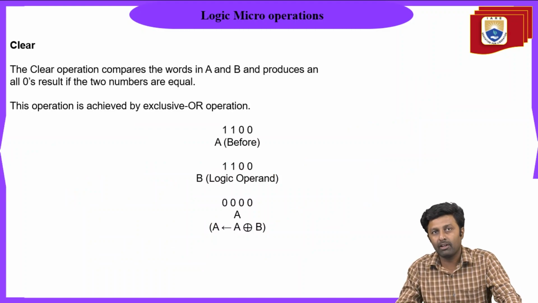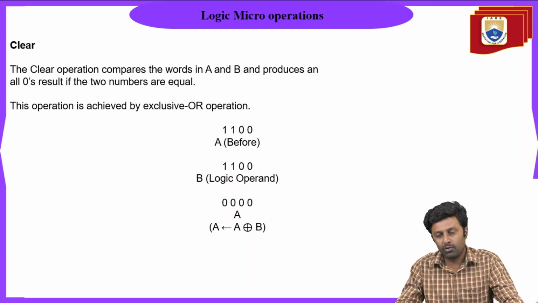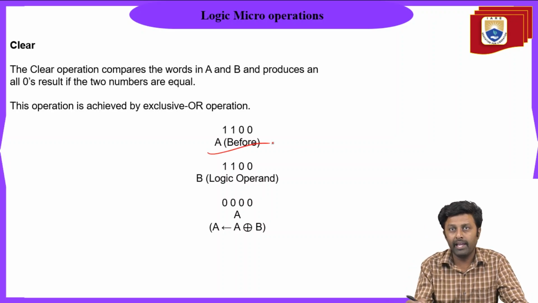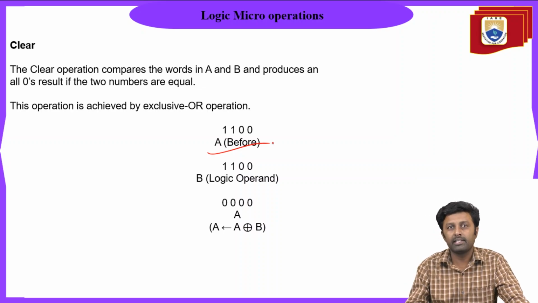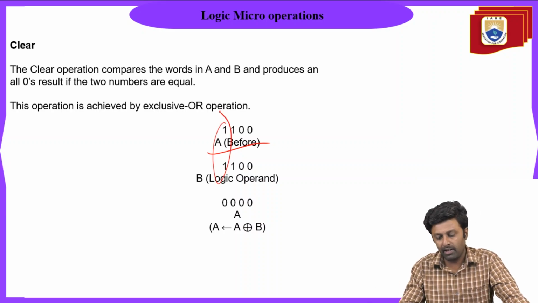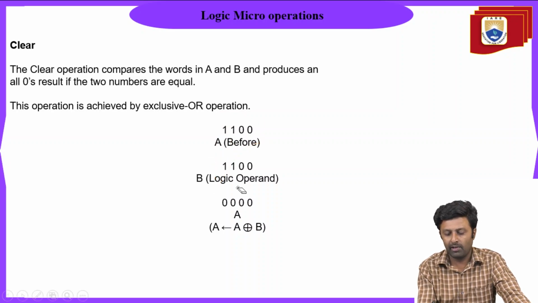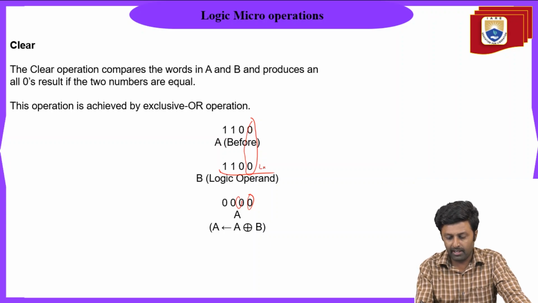We can perform the clear operation also. To perform the clear operation, it compares the words in the value A, and it produces all zeros results if the two numbers are equal. So if the two numbers are equal, then it will produce the value 0. Let us say the value of A is 1100. If both the bits are the same, the output will be 0. So the value of A and B, the first LSB bit are 00, so the output is 0.